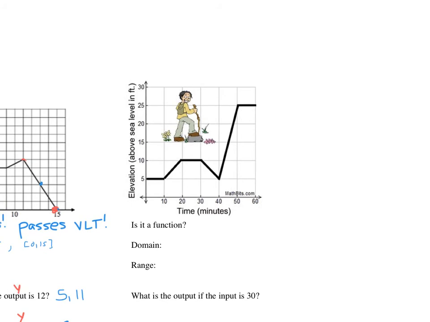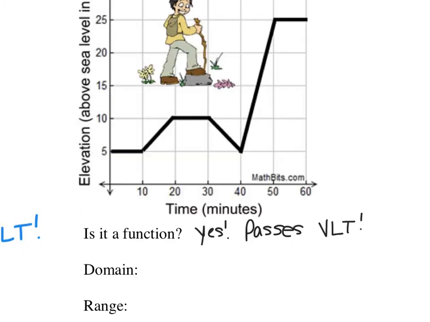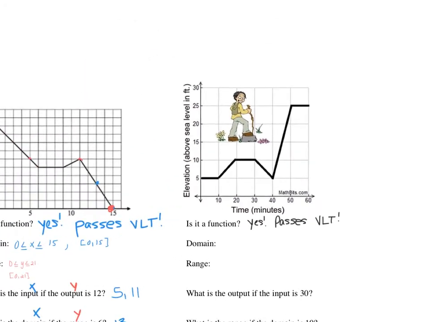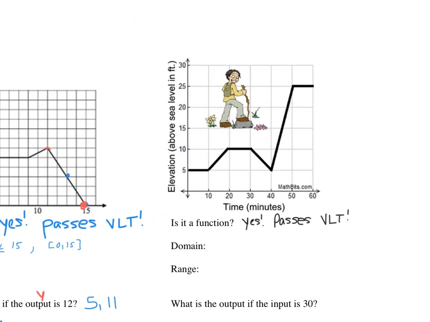Is it a function? Yes, it's a function. It passed the vertical line test. I now need to find my domain and my range. My domain I'll do in blue. My range I'll do in red. Domain are my x values, so it wants to see how far to the left I go and how far to the right I go.